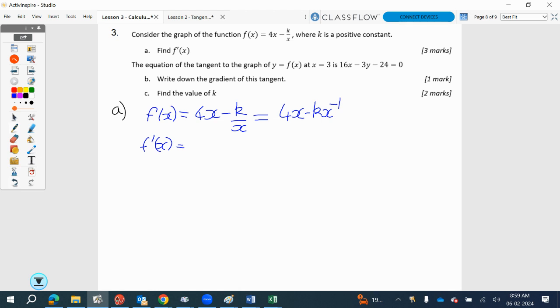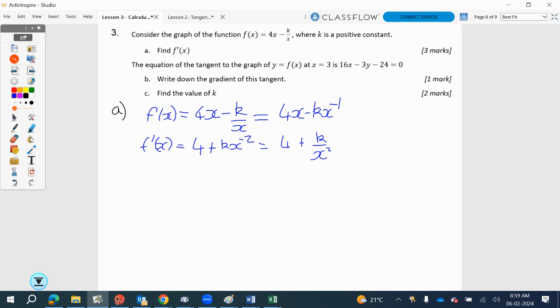4 plus k over x squared, plus kx to the minus 2. I'd write it like that. Just do the regular derivative formula on this one. Don't try and do too many steps in one go. Take it nice and carefully, and then we've got 4 plus k over x squared.